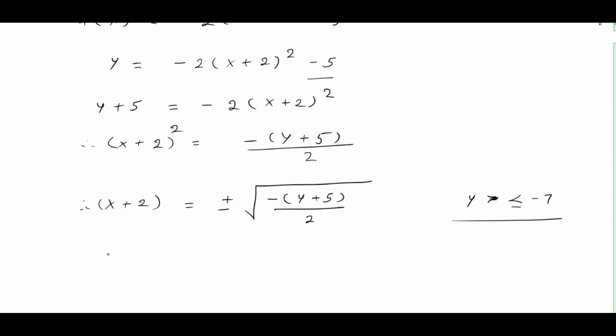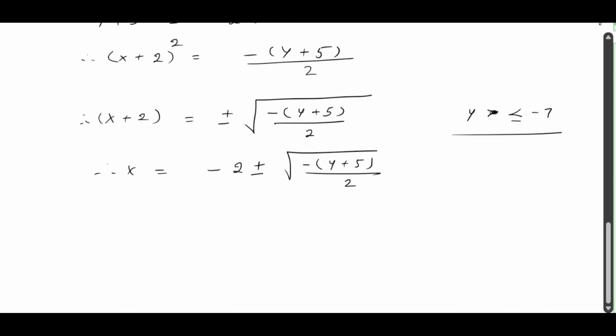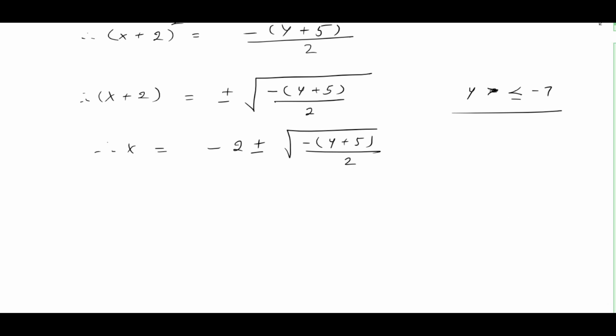So finally the value of x is -2 plus or minus root of minus (y plus 5) whole divided by 2. Now this x is nothing but f inverse y, right? Here I have to make one thing clear: can I take both positive and negative sign, or only the negative sign or the positive sign?